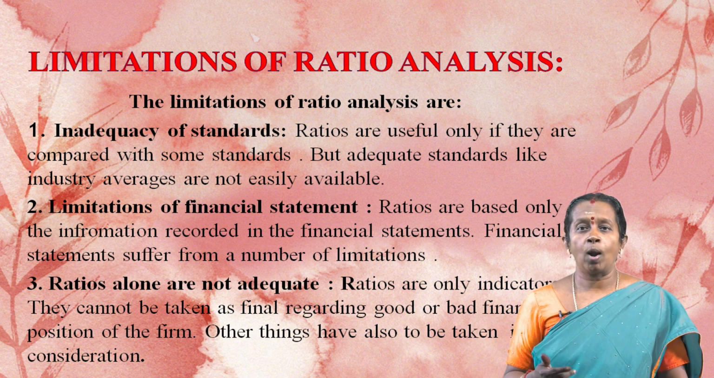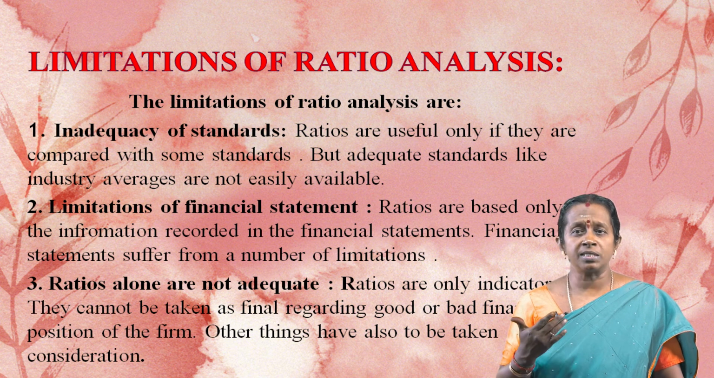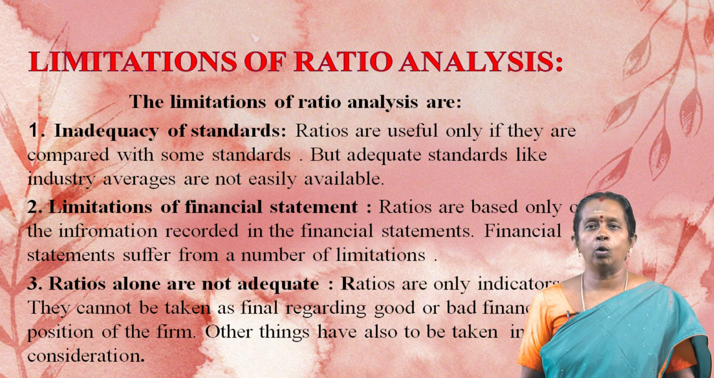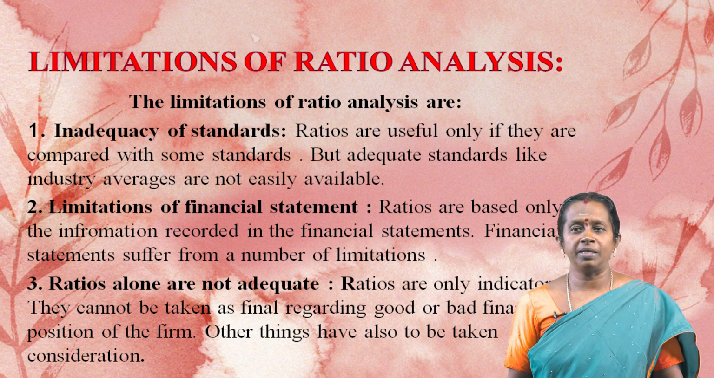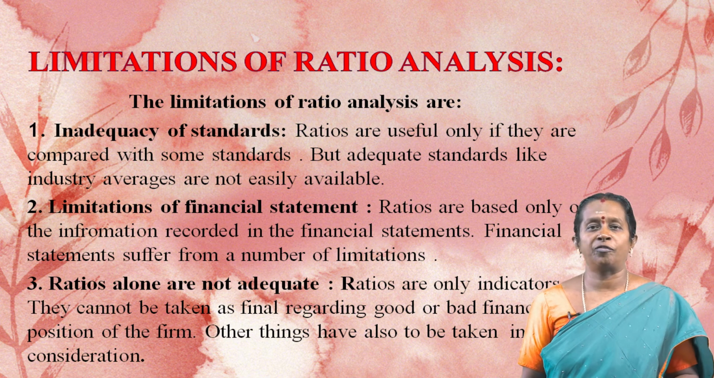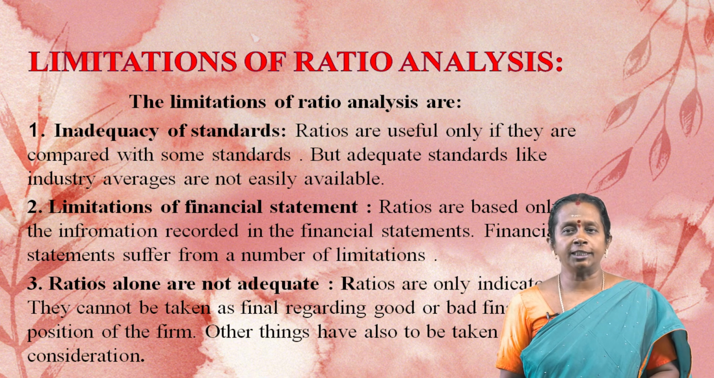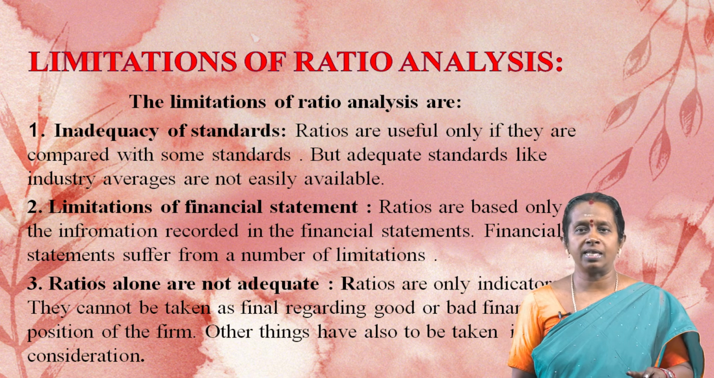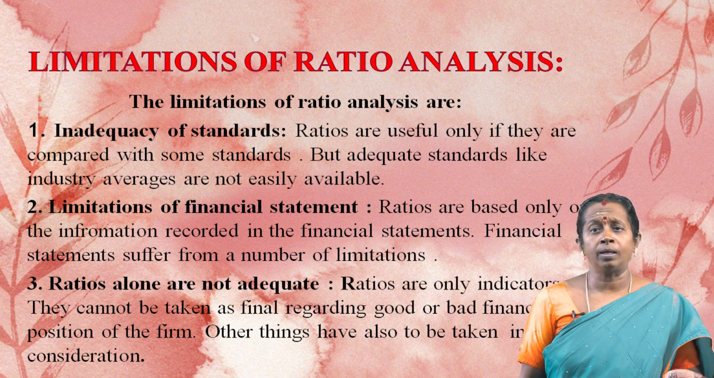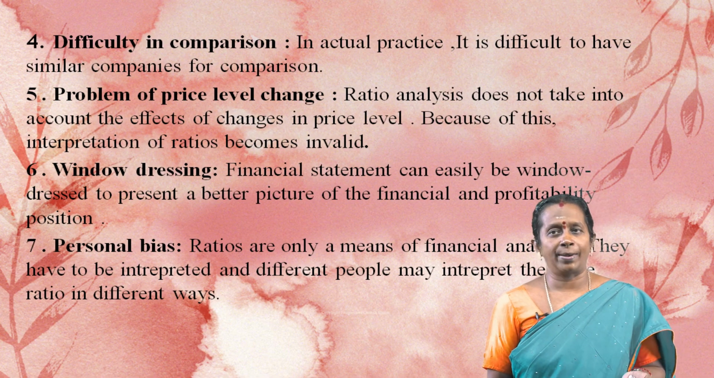Number two, limitations of financial statements. Ratios are based only on the information recorded in the financial statements. Financial statements suffer from a number of limitations. Third one, ratios alone are not adequate. That means ratios are only indicators. They cannot be taken as final regarding the good or bad financial position of the firm. Other things also have to be seen to fix a condition related to the firm, whether it is favorable or unfavorable.